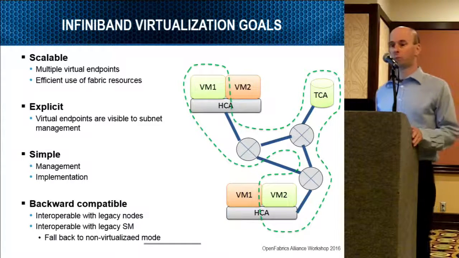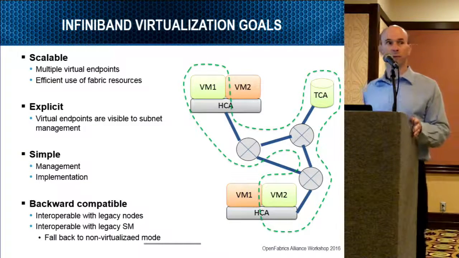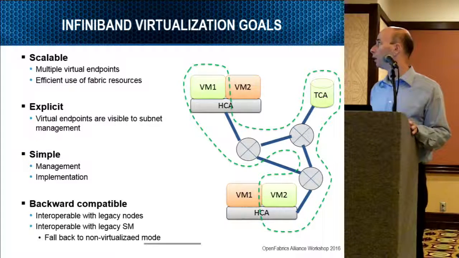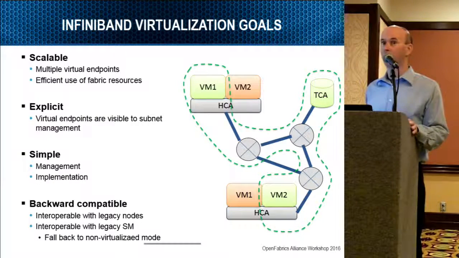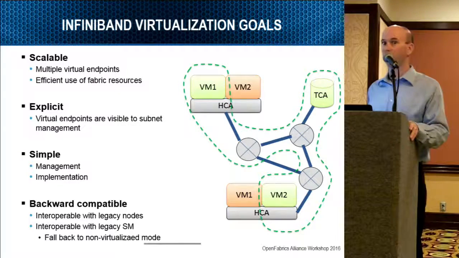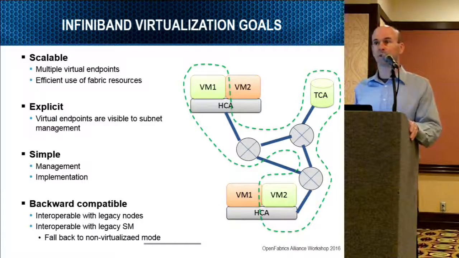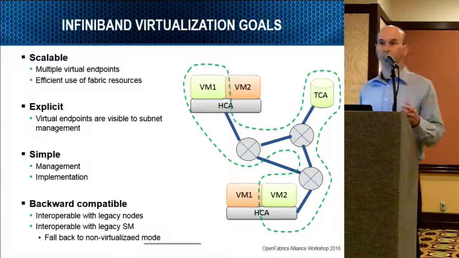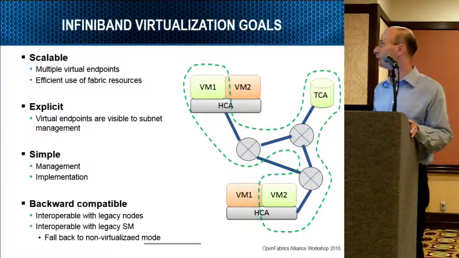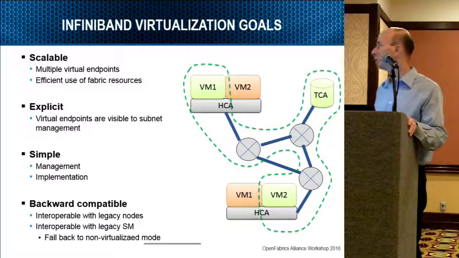So, first of all, we wanted to have scalability. Both be able to support a lot of virtual endpoints that are represented behind nodes in the fabric, and support those in an efficient manner in the fabric. We wanted virtualization to be explicit, namely that the explicit nature of InfiniBand management that knows about the endpoints would also know about virtual endpoints. We want it to be simple, both in terms of management and implementation.